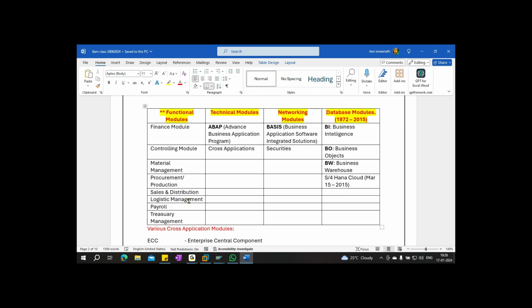Sir, these are the headings. Let me explain the brief descriptions of each module. So, heading: finance module.